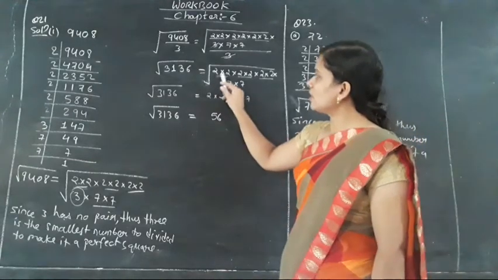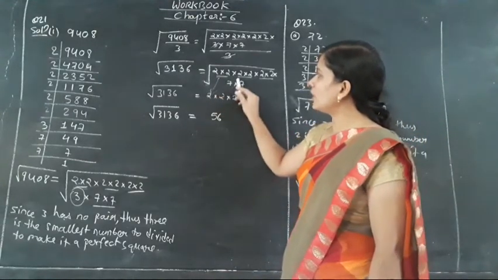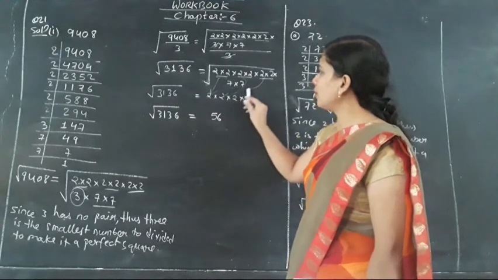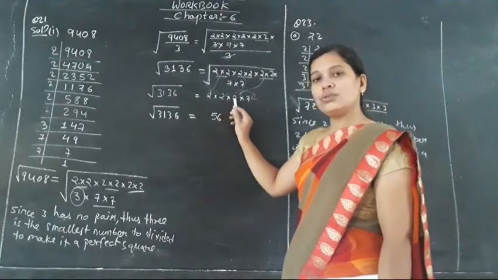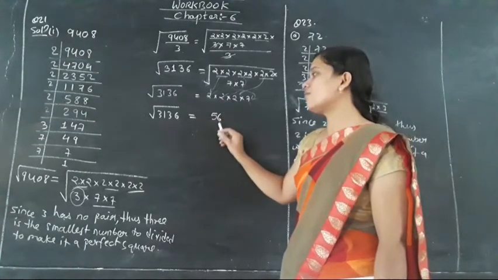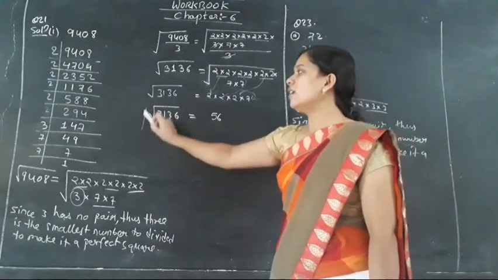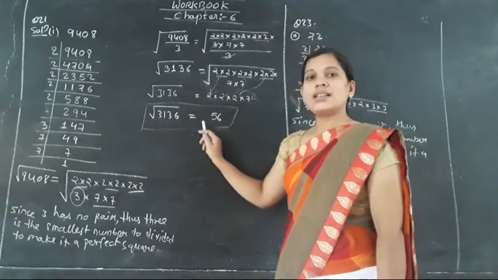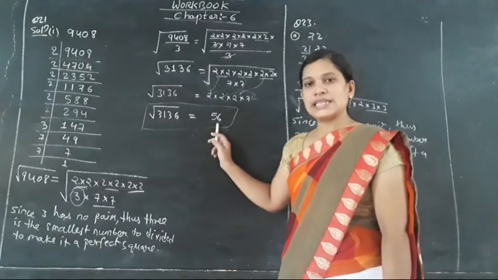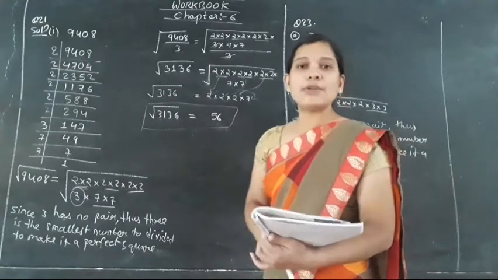So here we can see that from the two 2s, one 2 will come, here also one 2 will come, here also one 2 will come, and here one 7 will come. So 2 into 2 is 4, 4 into 2 is 8, and 8 into 7 is 56. Hence we can say that the square root of the number 3136 is 56, which is a perfect square.